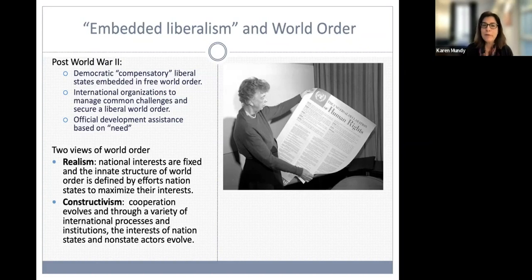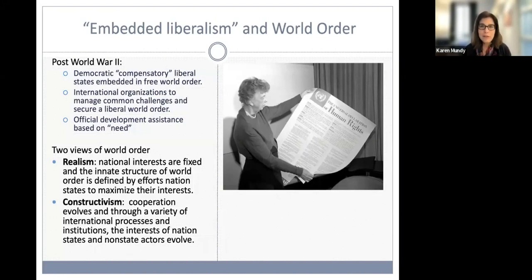Constructivism is a different framing, and constructivists have for a long time argued that actually cooperation among nations evolves. It evolves through a variety of processes, and institutions and organizations, including the United Nations, NATO, and others, actually create a world with a strong culture in which nation states are embedded, which in turn changes the way that those actors behave.